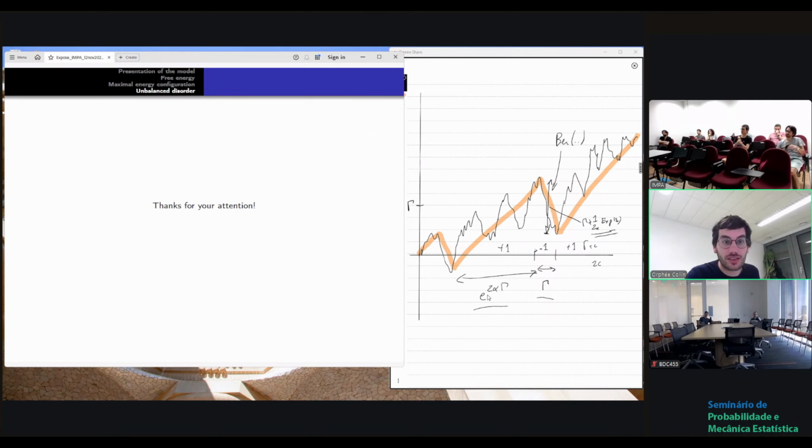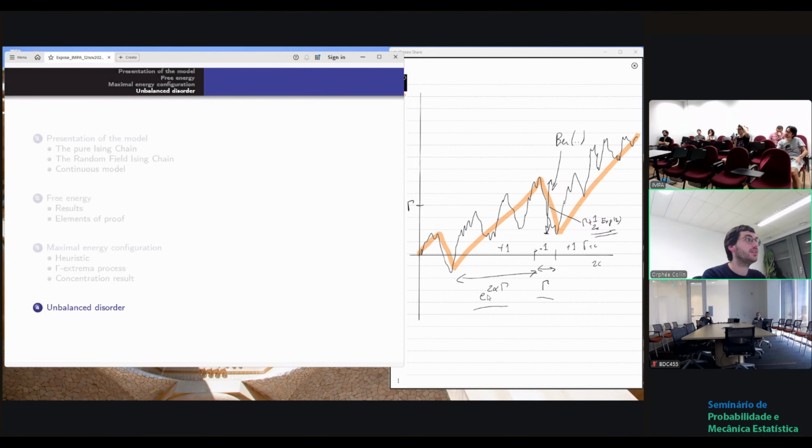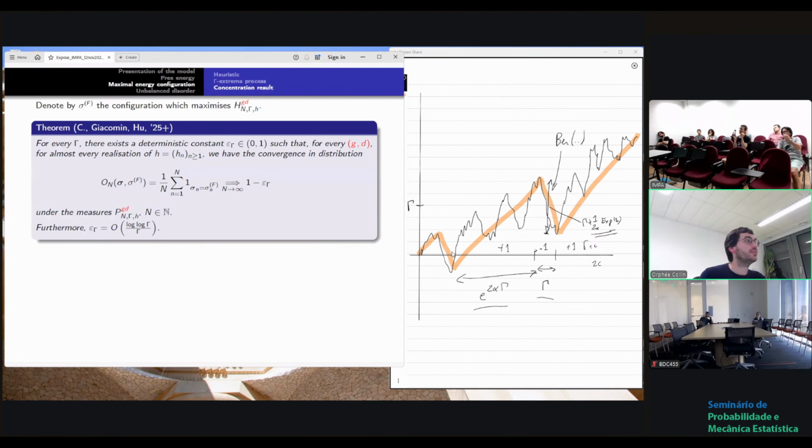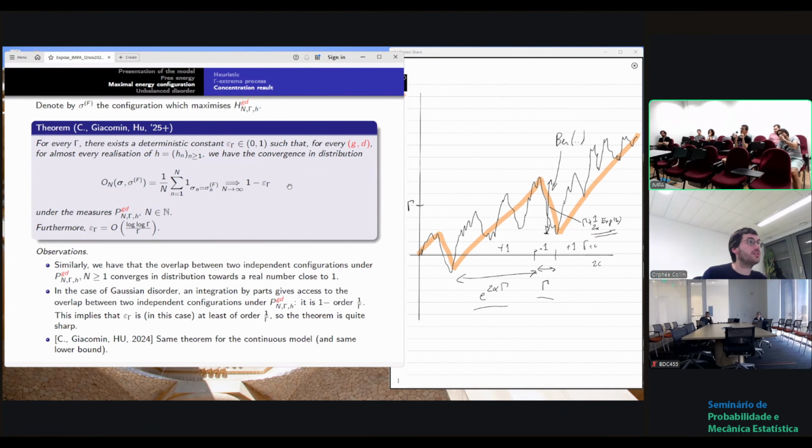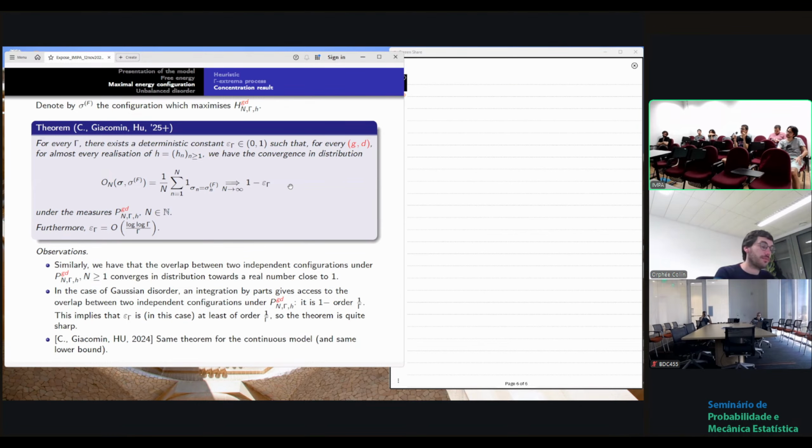I have a question about this epsilon L. Is it right to think of this as the fraction of sites where the probability of sigma n being equal to plus is neither close to 1 nor close to 0?